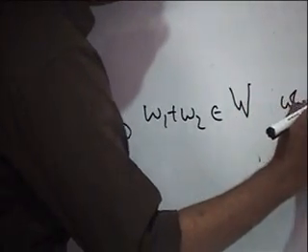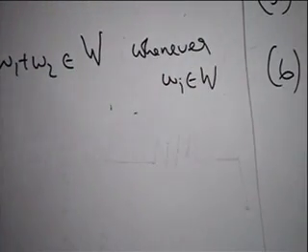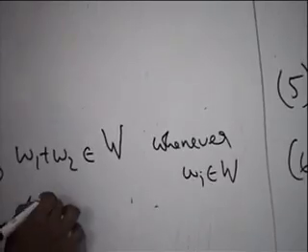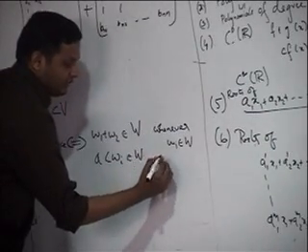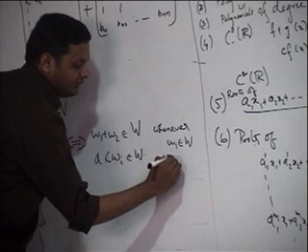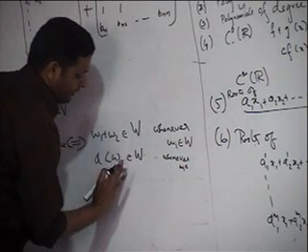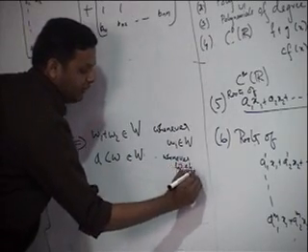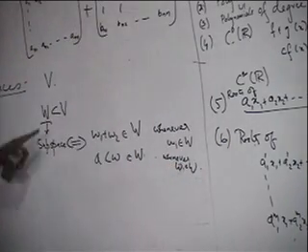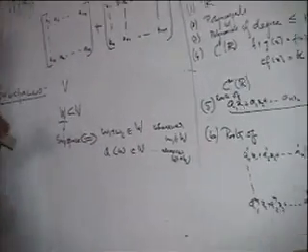whenever Wi belongs to W, and C W1 belongs to W whenever W1 belongs to W. Actually, we don't need the i, whenever W belongs to W. Okay, so these are the two conditions. This is what is called a subspace, right?